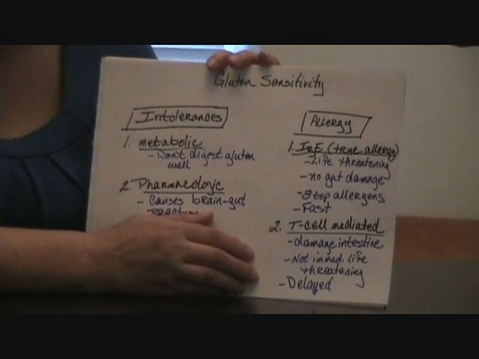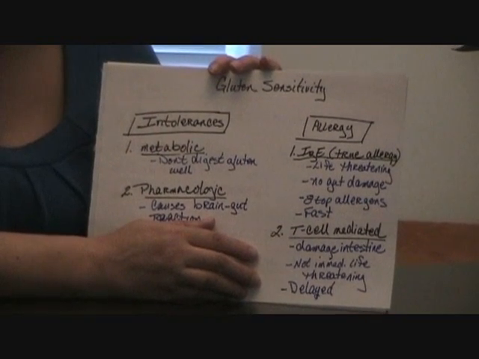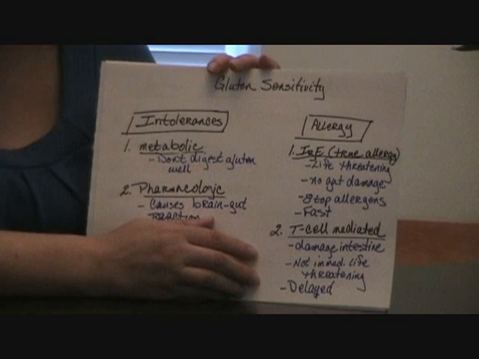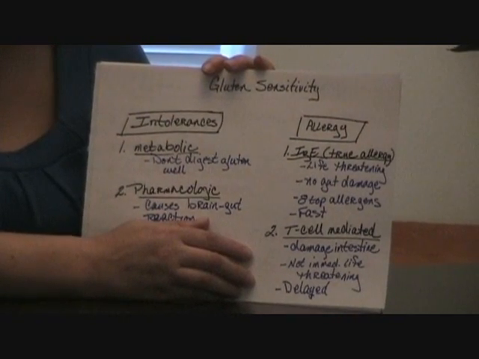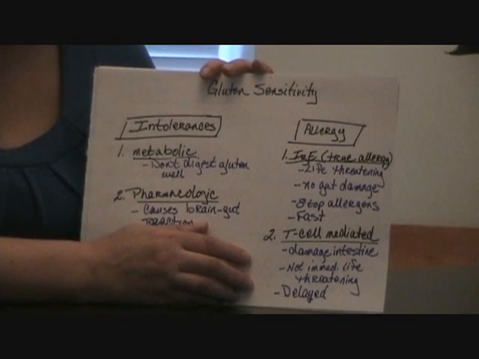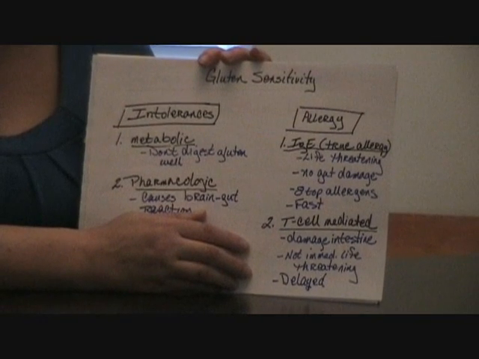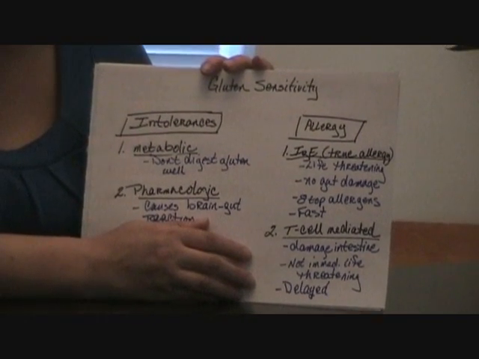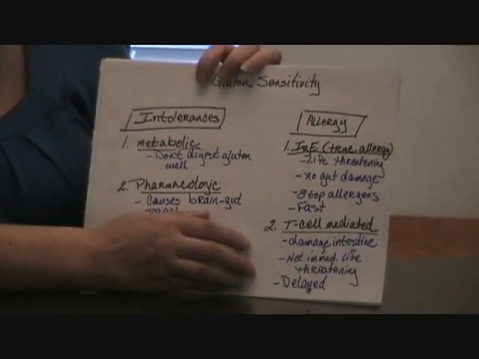What happens in a T-cell mediated allergy is it damages the intestinal tract. And so what happens is you start malabsorbing. And in that malabsorption, that can cause starvation or malnutrition. And that could cause death. But it happens over a very long period of time.